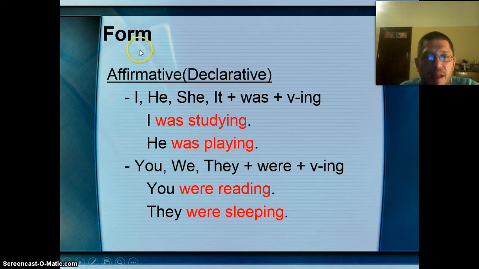What is the form or the structure to construct a past continuous tense? Here, as you see, we have the pronouns I, he, she, and it. It's followed by was, which is like an auxiliary, and then you have the verb in the ing form. An example: I was studying, he was playing. Now as for the other pronouns, you, we, they, it is followed by were. And as you see, it's the same verb form, which is the ing form. Examples: you were reading, they were sleeping.